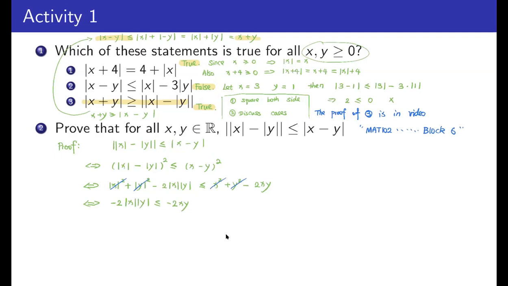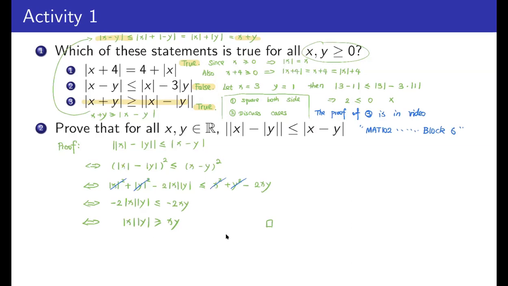Alright, now you can see both sides we have negative 2, so you can divide by negative 2. But negative 2 is a negative number, which means this is going to change. So eventually that's going to give us absolute value of x times absolute value of y is greater than or equal to xy, which is true by, I don't know which basic fact it is. Okay, that's it. That's a proof.